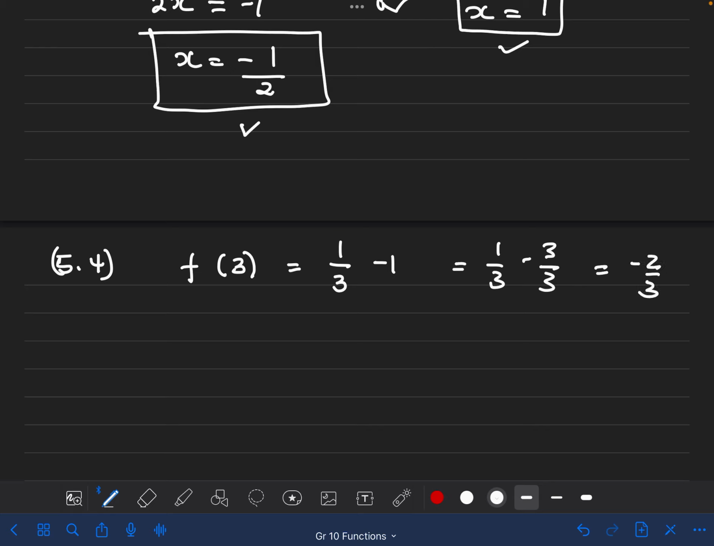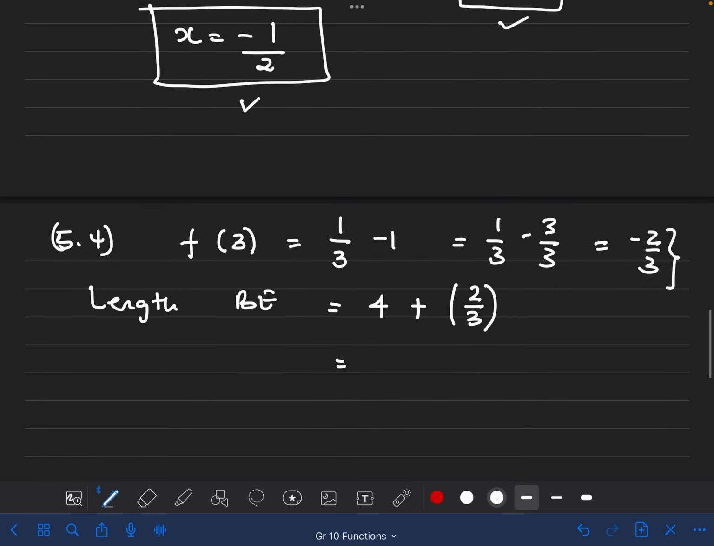So now, to determine the length of BE, here we have got 4 units, right? We're going to add now. We are speaking now of magnitudes. We are going to add 2 over 3, which is that piece that went just below the x-axis, you know? And then we're going to find our answer. You know what I'm saying?